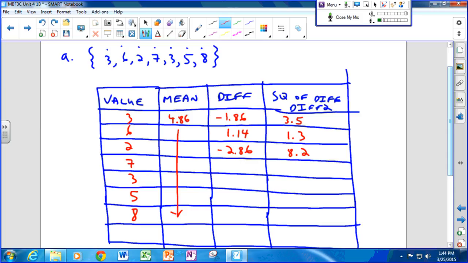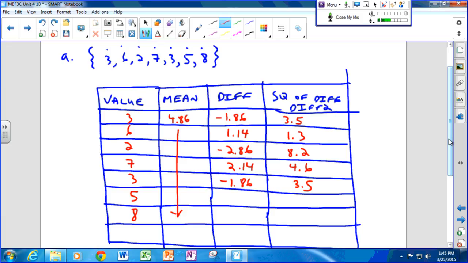So 7 minus 4.86. Now, one advantage to putting them in order is it'll be more obvious when you have duplicates, where you can take a little shortcut. So for example, 3, I don't have to recalculate that. It's already there. I'm assuming that I got it right the first time. Okay, so it just saved me a little bit of effort.